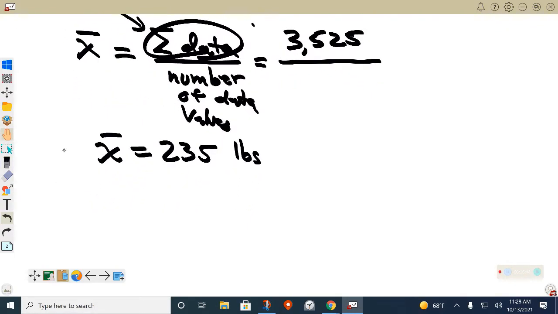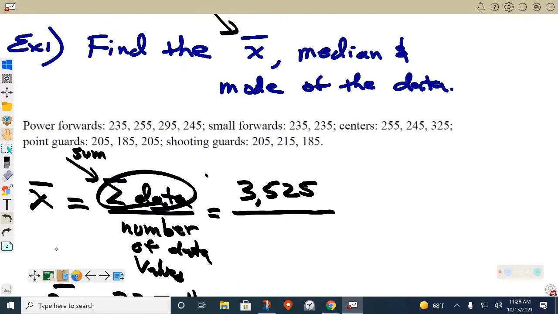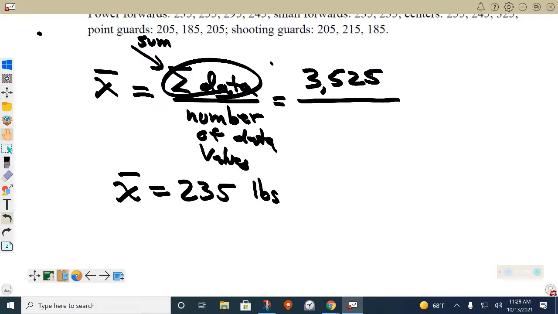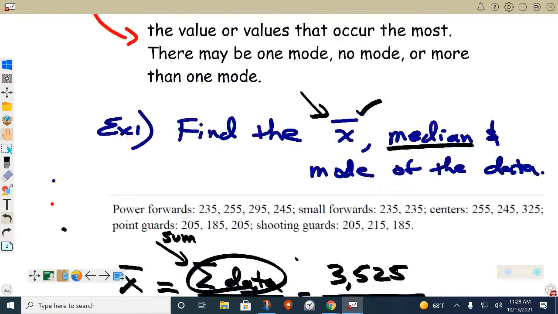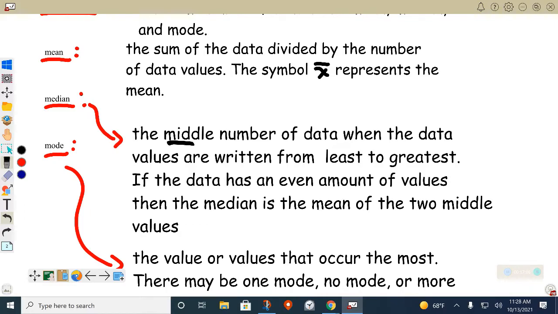Okay. Questions so far on mission number 1? So we found the X bar. Now we're going to find the median. Before I do that, questions? Almost done, almost done. You guys are doing awesome. All right, the median is the middle number of the data when the data values are written from least to greatest. So let me put the players in order from least to greatest. I got to do that first. Okay?